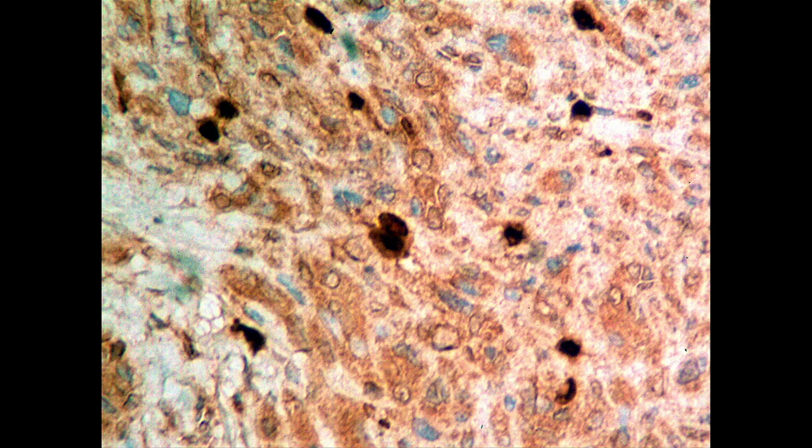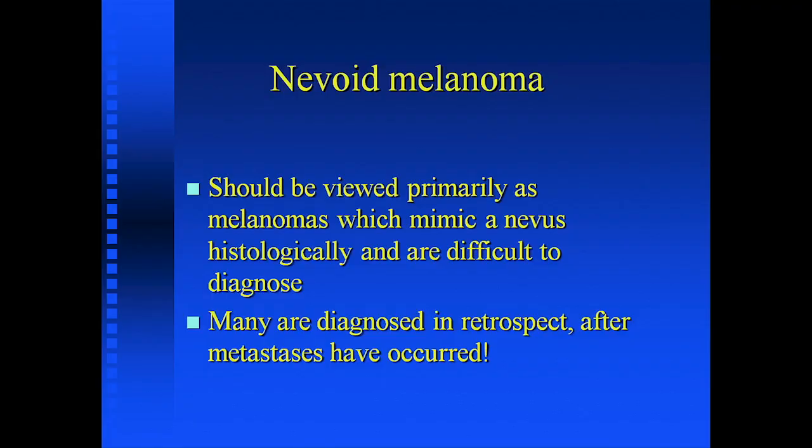Here's the Ki67. There was extensive staining at the base in this lesion. It should be viewed primarily as melanomas which mimic a nevus histology and are difficult to diagnose. But unfortunately, the real meaning of this term is many times these lesions are diagnosed only in retrospect when a metastasis has occurred. And obviously, none of us want this to occur.